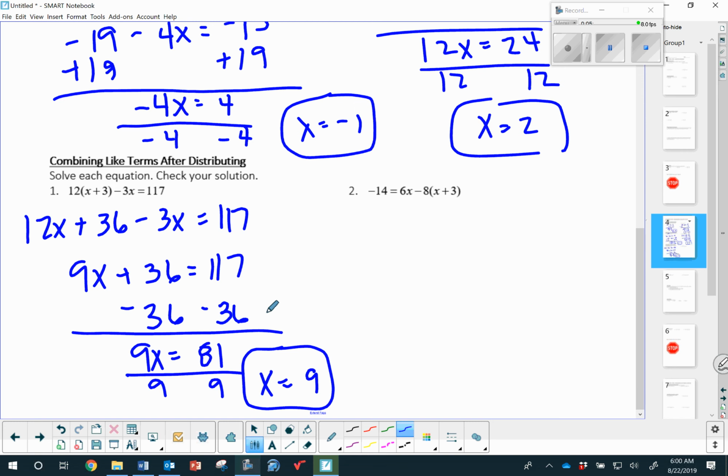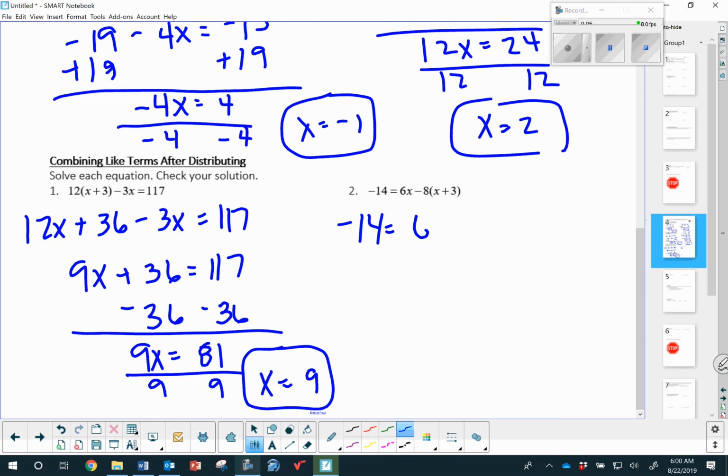So you just want to make sure that you're always distributing when you need to and that you are always combining like terms before you start solving. All right, let's look at number 2. This time, my solution is on the left-hand side. That doesn't change a thing. So negative 14 would come straight down.